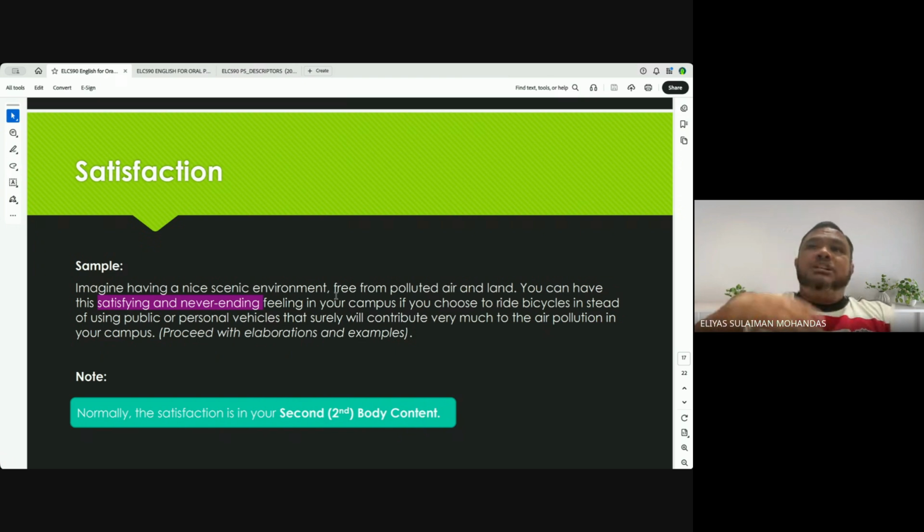So dalam saya punya third paragraph, which is my second main point, I have integrated the third sequence, which is satisfaction. Okay? And I even use the word satisfying. Actually, not exactly the same word as satisfaction, tapi daripada kata akar yang sama, which is satisfy.